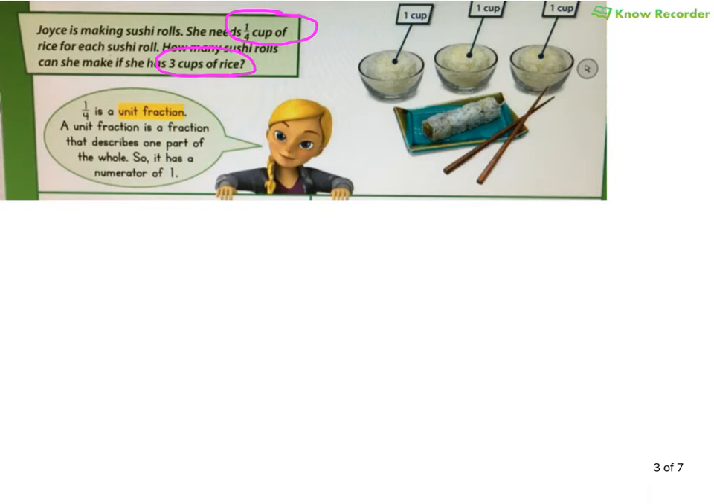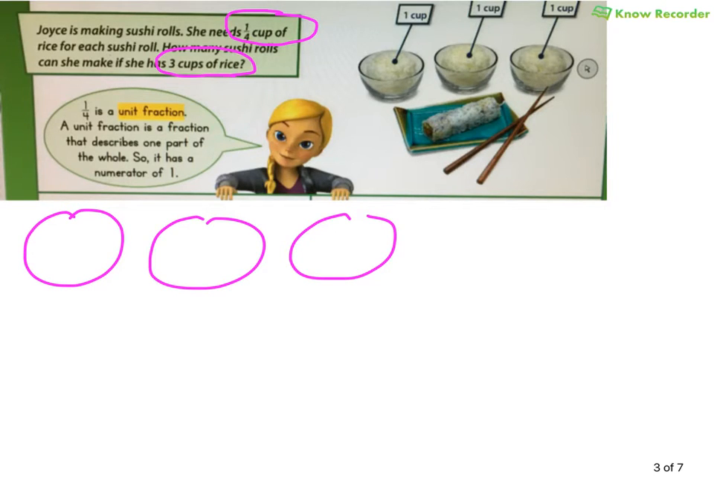Now here they gave us a little picture to look at. I like that. If I didn't have this picture, the first thing I would have done is say, oh, I have 3 cups of rice. I'm going to draw 3 cups of rice. Then what did I know? Well, I had 3, and I was dividing it into what? For 1 roll, I needed a 1/4 cup. For each roll, 1 is a 1/4. So I'm going to divide my 3 wholes by 1/4.